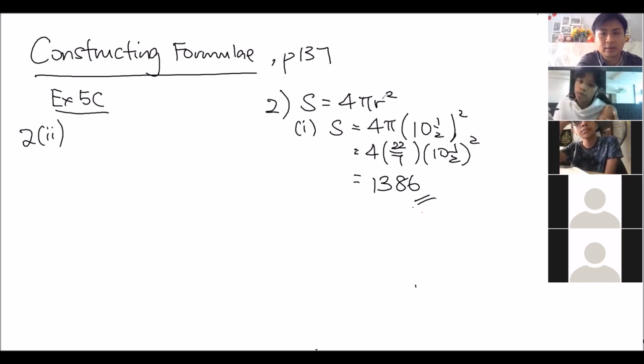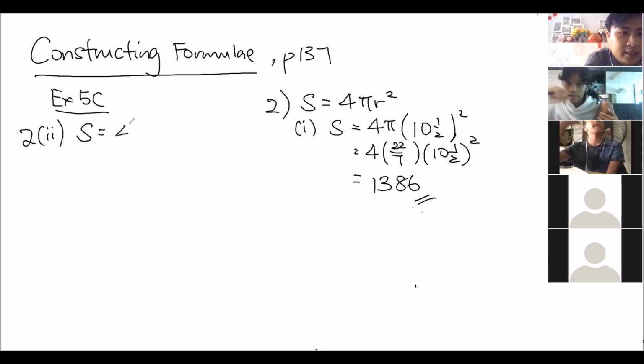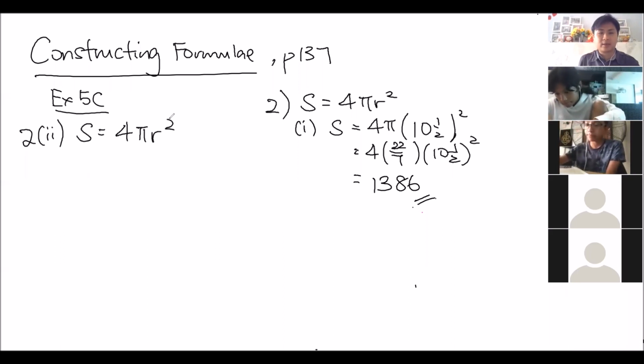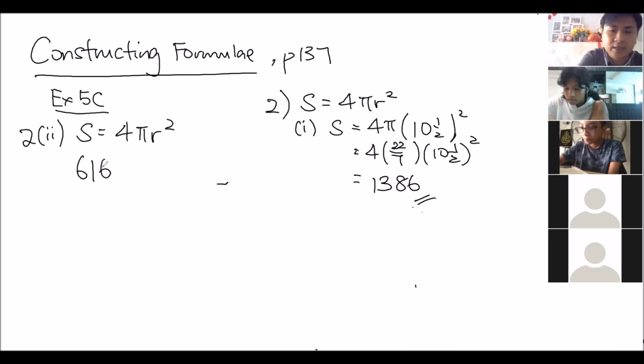Write the formula. Yes, we write down the formula first. Also, every time you start a new question, you write down the formula first. So you write down the formula again: S equals 4 pi R squared. Now this time, what is the value that is given to you? S equals 616. So we will replace S with 616. Can you get the idea?